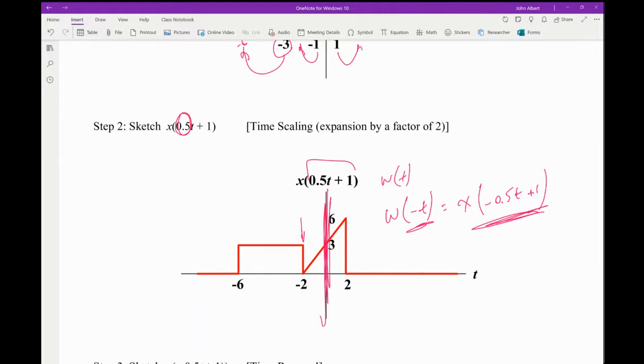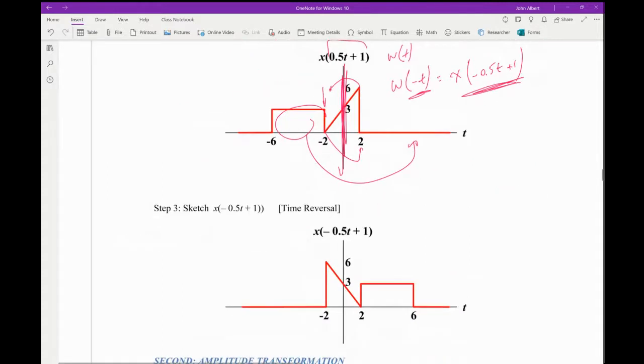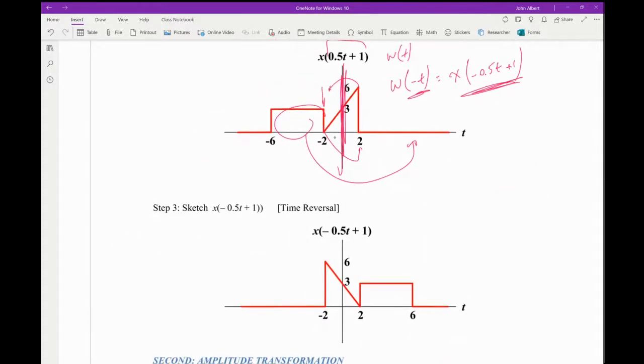This is the y-axis there. So I'll get the mirror image of that function around the y-axis. Clearly this will come in there, this will come in here, and all of this will go in there. And this is basically what I will get. Just to show you that this is exactly what I will get. So this is in fact x of minus 0.5 t plus 1. So I have done one of the two methods for doing the time transformations.